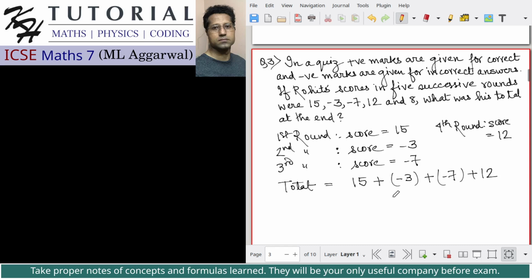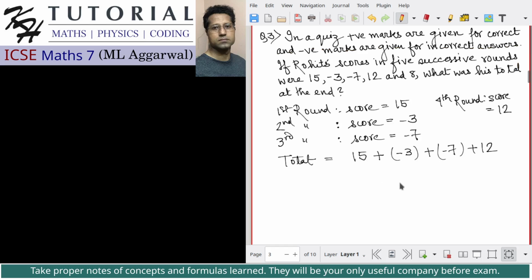So we can see that this is nothing but addition of some integers, where two integers are negative and two integers are positive. But these are all addition operations. That is, there are 3 addition operations. This is one, and this is the third addition operation. So this is nothing but we are adding more than 2 integers, where some of them are positive and some of them are negative.